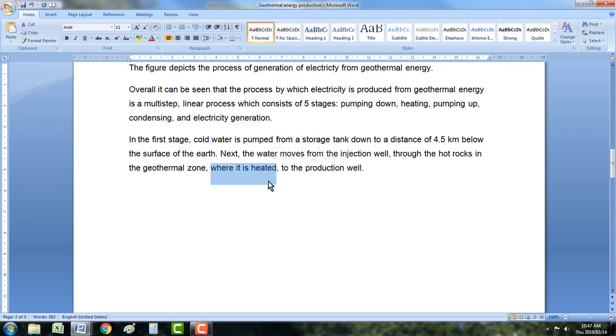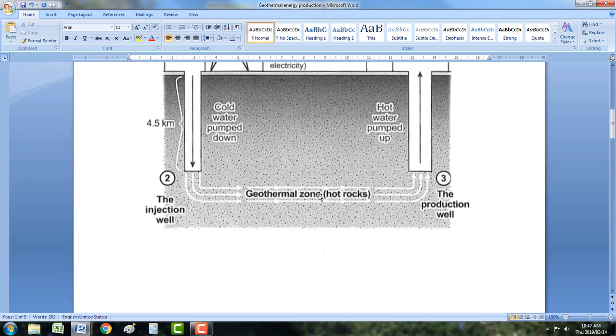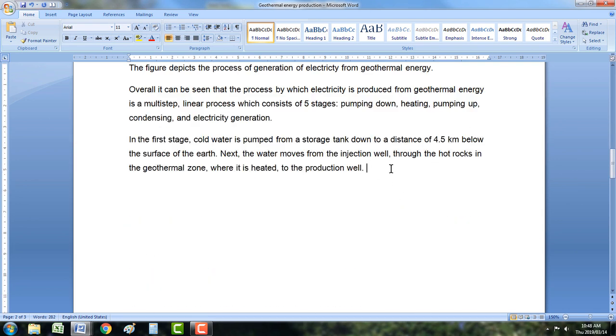And this is a very nice complex sentence. So it moves from the introduction well through the hot rocks in the geothermal zone where it is heated to the production well. You must try and say all of this stuff. Don't leave anything out. Paraphrase or don't paraphrase, it's fine. But make sure that you mention all of the things on the diagram. To the production well. Right, next, linking language.